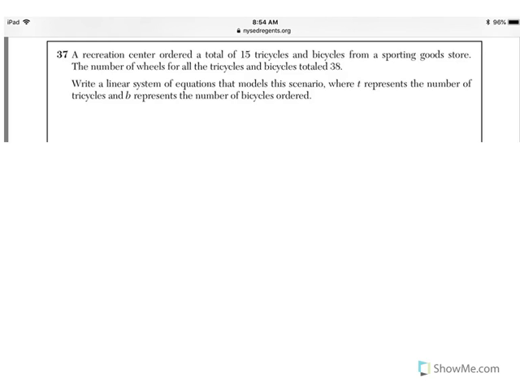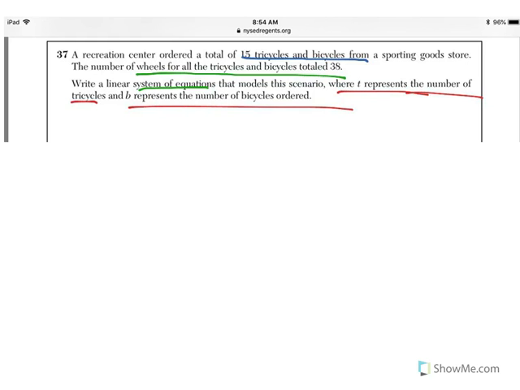All right, 37. A recreation center ordered a total of 15 tricycles and bicycles from a sporting goods store. So that's important. The number of wheels for all the tricycles and bicycles totaled 38. Write a linear system of equations that models the scenario where T represents the number of tricycles and B represents the number of bicycles. So again, they told us what letters to use, so we don't need to come up with any let statements. We can just start with our equations.